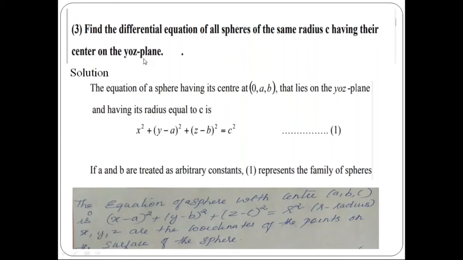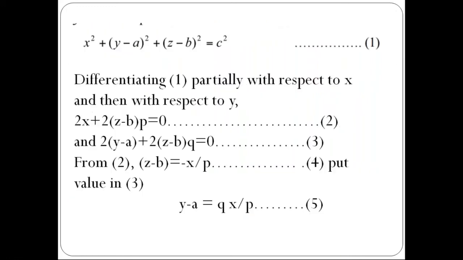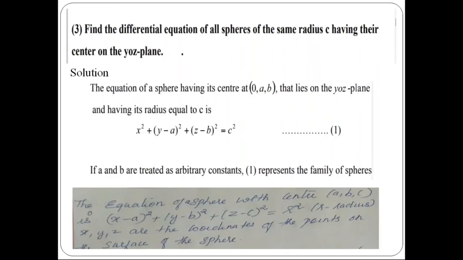But in this question, we have the yz plane. It means in the yz plane, x will be 0. We have three axes, x, y, z. On the x axis, y and z are 0; on the y axis, x and z are 0; and on the z axis, x and y are 0. Similarly, we have three planes, xy, yz, zx. According to that, we take that intercept as 0. Now here the center is on the yz plane, so we have taken (0, a, b) and the radius is c.